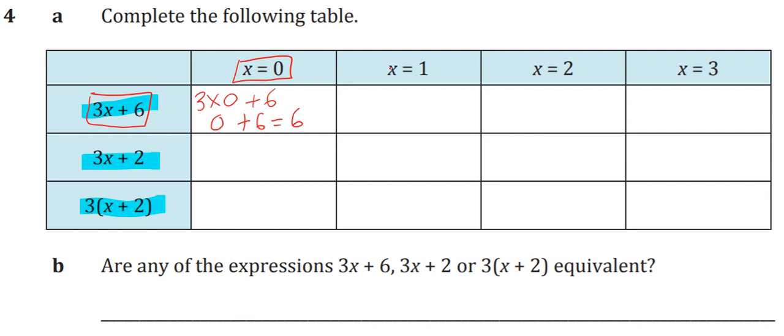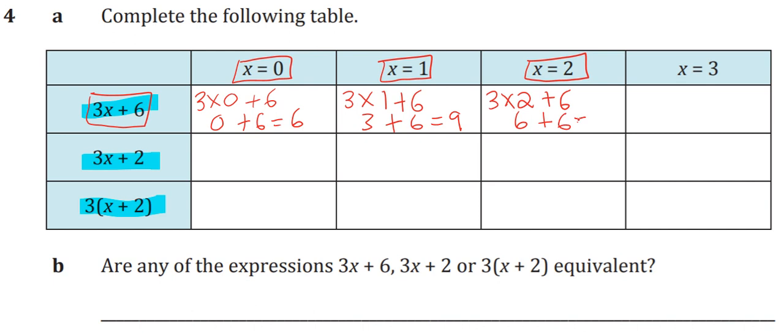We're going to look at the same equation, but in this column, it's telling us that x is equal to 1. So we're doing 3 times 1 plus 6. 3 times 1 is 3, plus 6 equals 9. This column here is telling us that x is equal to 2. So it's 3 times 2 plus 6. 3 times 2 is 6, plus the 6 equals 12. In the last column, x is 3, so it's 3 times 3 plus 6, which is 9 plus 6, which equals 15.